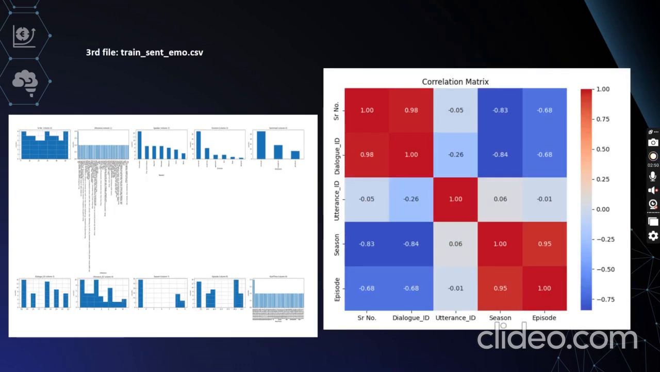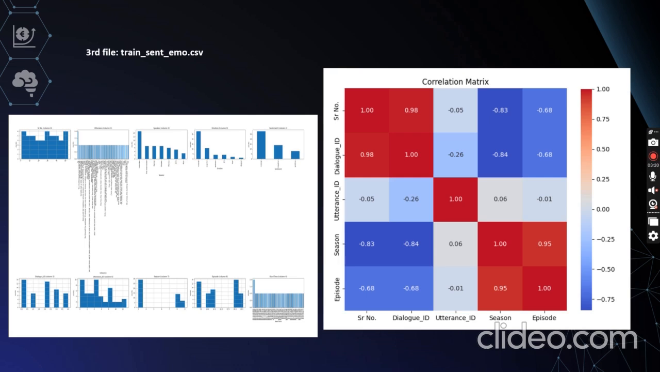So in the third file, train.csv, you can see that serial number shows an even spread, suggesting uniform sampling across the dataset. Utterance text values are all unique or nearly unique, indicated by the flat, low-height histogram. These are specific spoken lines from the dialogues. Speaker distribution reveals that a few characters dominate the dialogue, such as Chandler and the woman, while others like Ross and Phoebe appear less frequently.